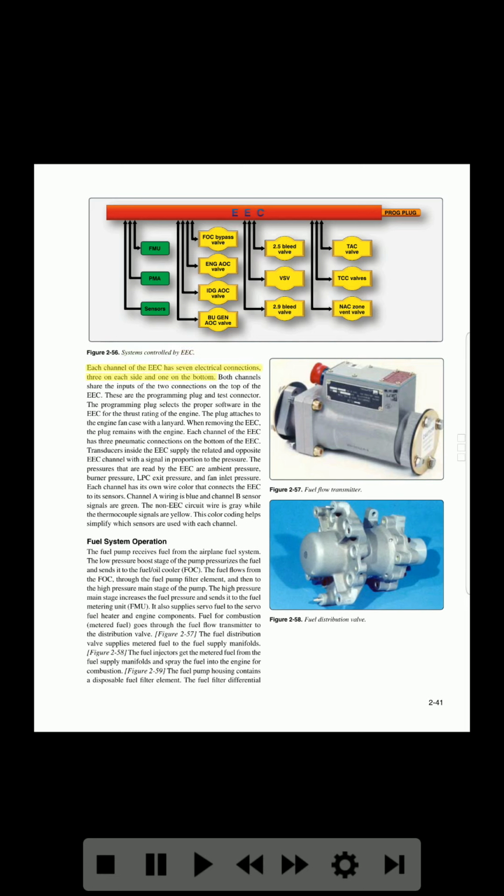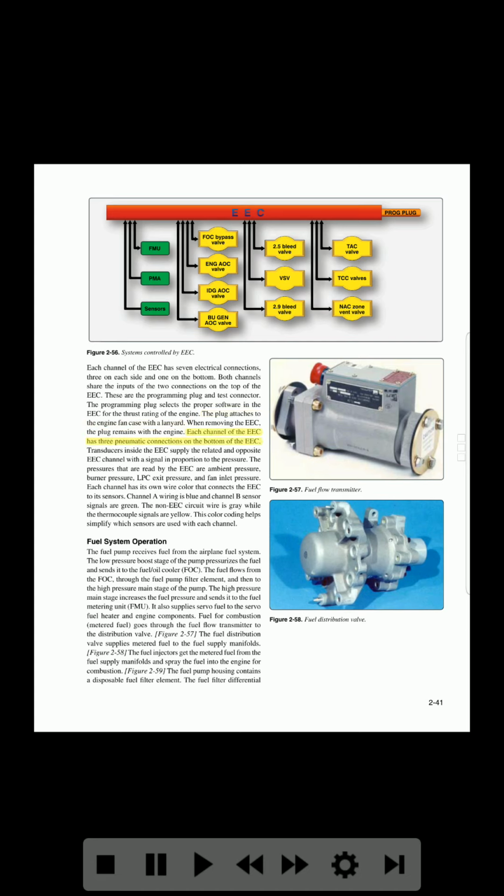Each channel of the EC has 7 electrical connections, 3 on each side and 1 on the bottom. Both channels share the inputs of the 2 connections on the top of the EC. These are the programming plug and test connector. The programming plug selects the proper software in the EC for the thrust rating of the engine. The plug attaches to the engine fan case with a lanyard. When removing the EC, the plug remains with the engine.